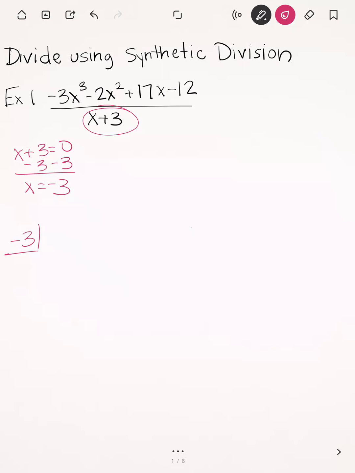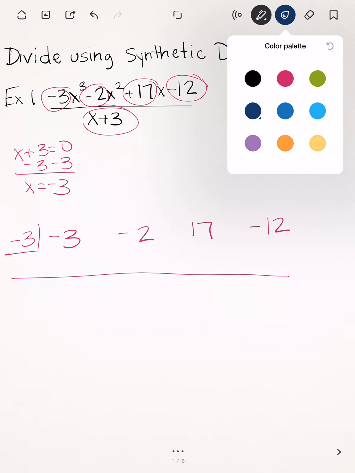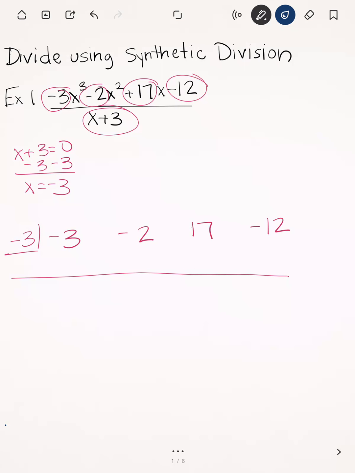And then I take all my coefficients from my dividend and bring them down. So that would be 3, negative 3, negative 2, 17, and negative 12. I leave a space and I draw a line. From here, I drop down my first term. I always drop down my first term, and then I start multiplying.